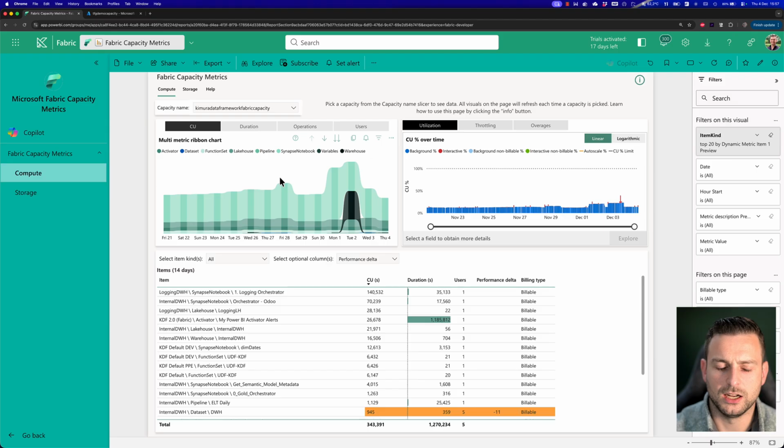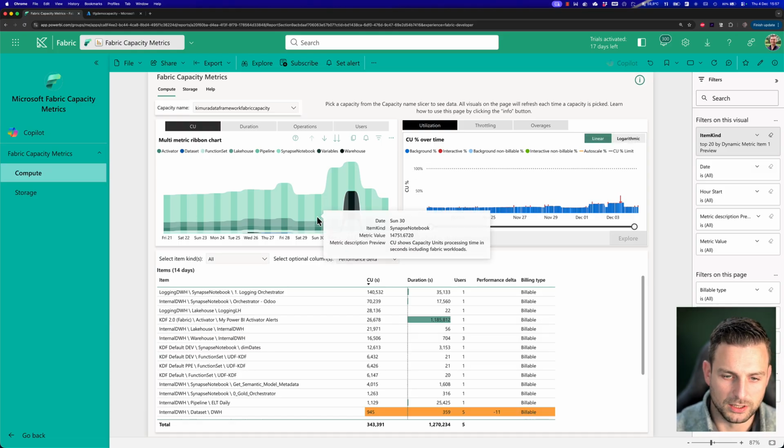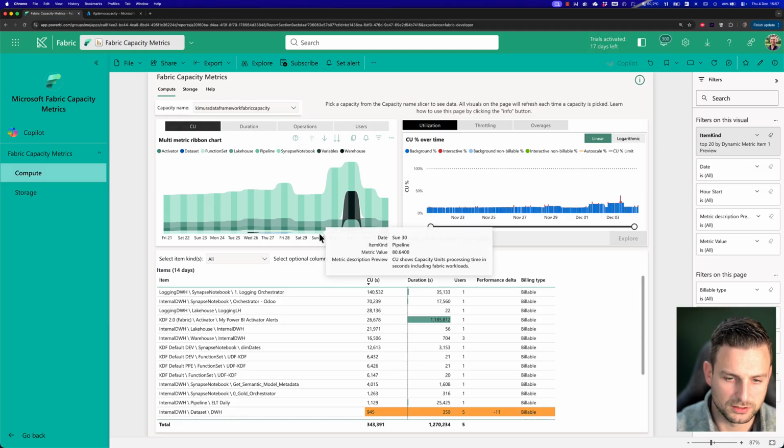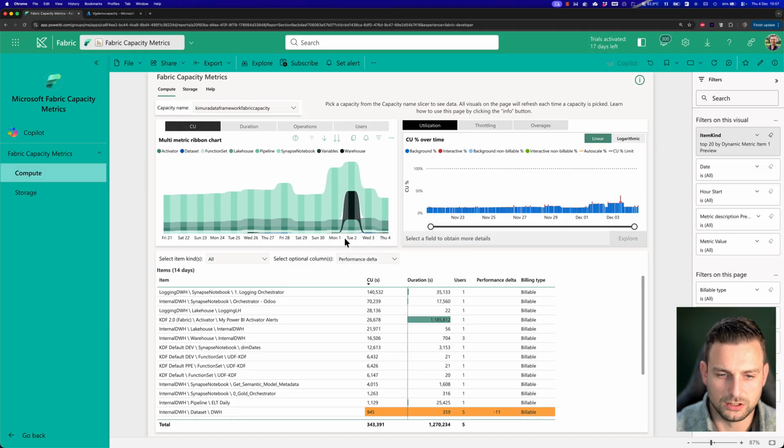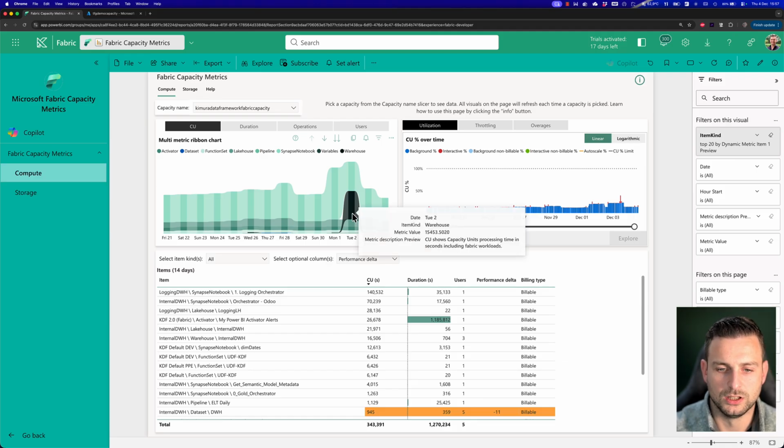So here we can find out quickly how much spend we are generating over the past couple of days per day and per item kind. So we can see, for example, here that we are spending on Synapse Notebook, we're spending on Lakehouse, we're spending on Data Activator, we're spending on Pipeline. And then suddenly on Tuesday, the 2nd of December, 2 days ago, we were spending quite a lot on Warehouse.